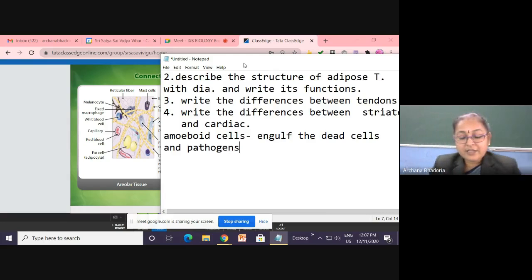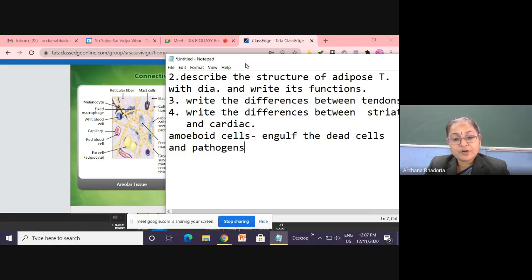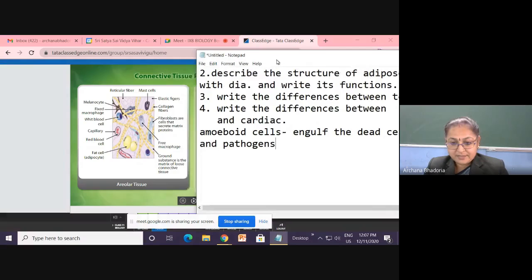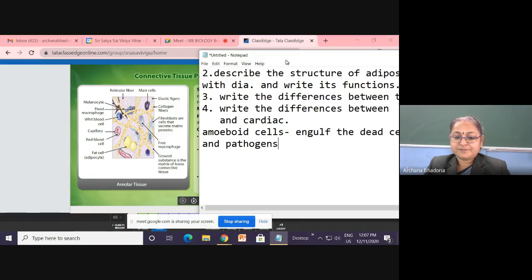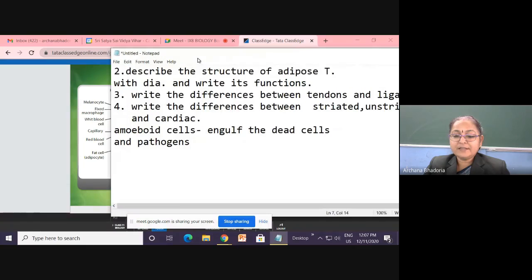So areolar tissue, children, remember it is present between the different organs. It helps in packaging. The areolar tissue helps in packaging. So between the different organs, keeping them in position is the work of areolar tissue. Okay. Noted everyone? Should I remove this?